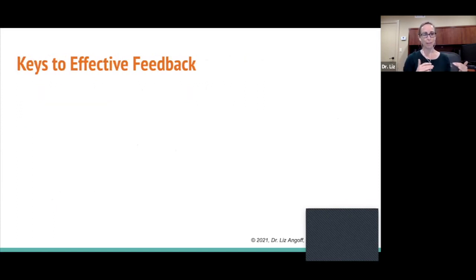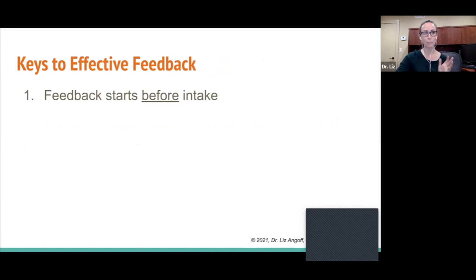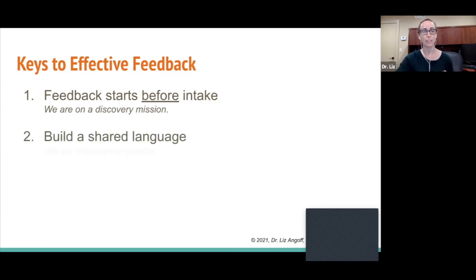Just to remind you where we've been and where we are in this process, we've talked about the keys to effective feedback and how this model works. The first part is the concept that feedback starts before intake. We're on a discovery mission with this child, and we integrate this throughout the assessment process. While we're going to be talking about how to define a diagnosis today, this isn't the place that we start. We've been building this from the beginning. We've been building a shared language. We're discovering this together with the child. So when we arrive at this point of defining the diagnosis, we've already been walking this route together and we know what it's all about.